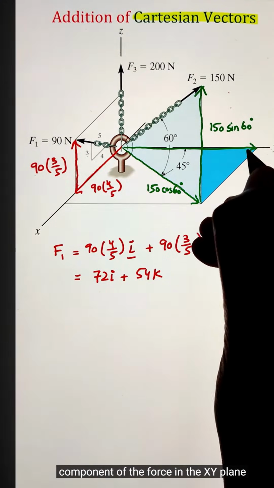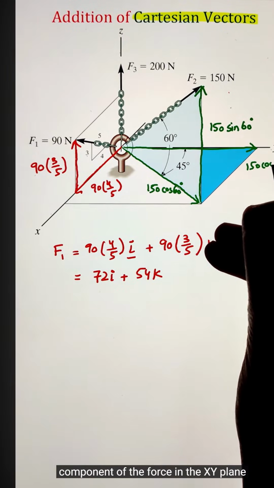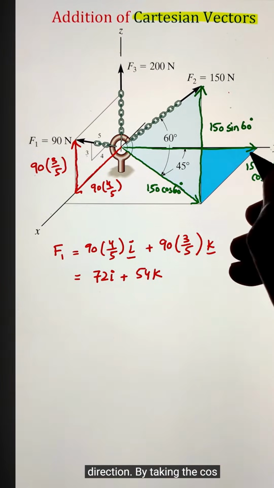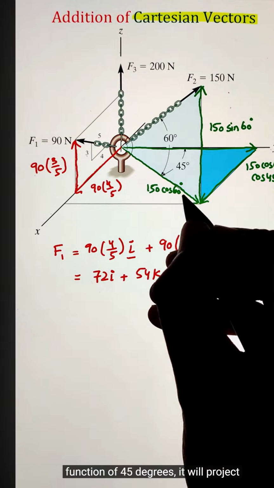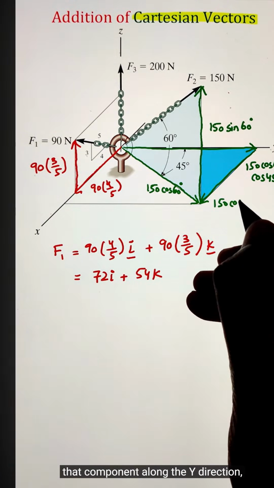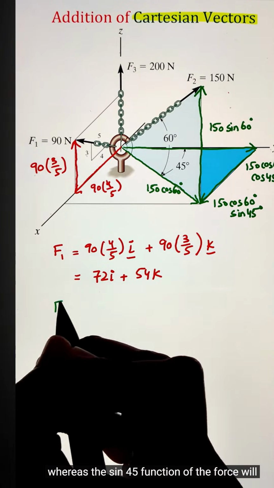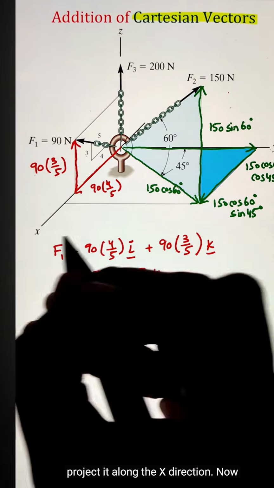Next, the component of the force in the xy plane needs to be further projected along the x and y direction. By taking the cos function of 45 degrees, it will project that component along the y direction, whereas the sin 45 function of the force will project it along the x direction.